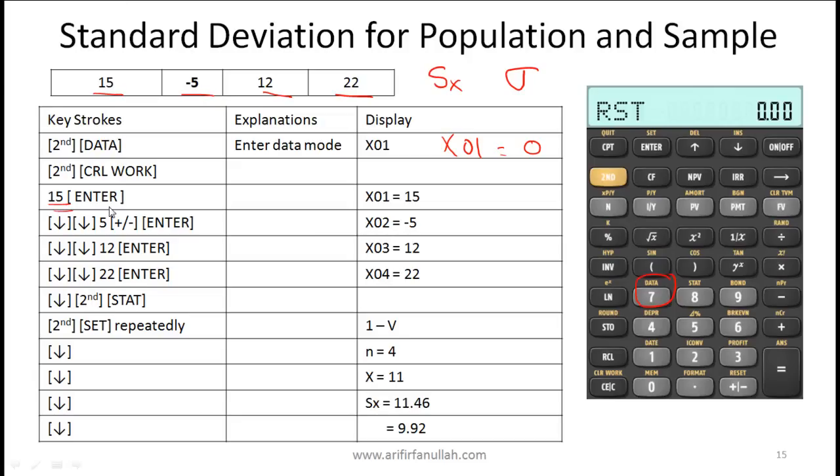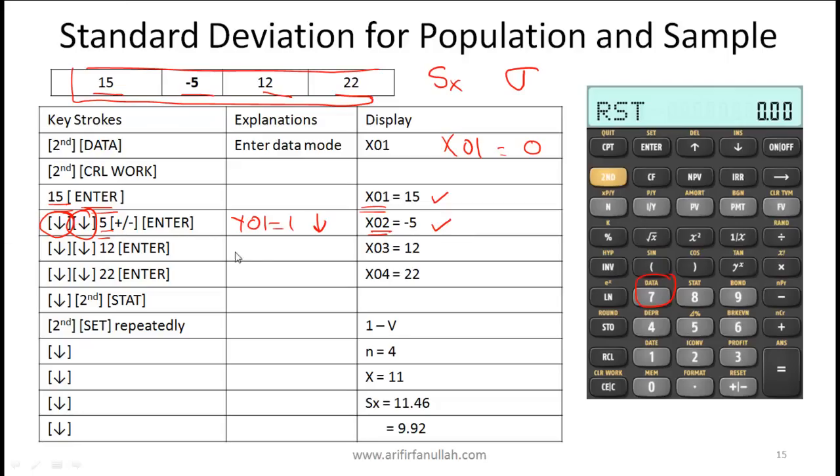Type in 15 and enter. So what you've done is set x01, the first x value, to 15. You hit the down arrow, and when you hit the down arrow, you will see a y01 equal to 1. In our case, since we are just dealing with one data set, we will ignore the y's. So we ignore the y's by just clicking the down arrow again. And we now want to enter minus 5 using the plus-minus key. So we are now saying that x02, the second x value, is set to minus 5.